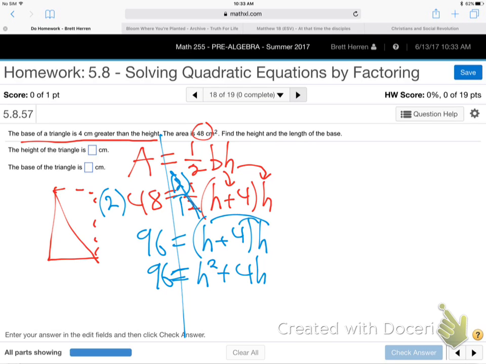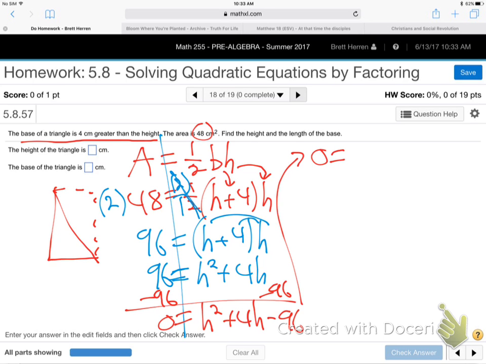Okay, so okay to there. And so there's h squared. You know, it's reared its ugly head. There's a sea monster. Get a 0, right away. Subtract 96 from both sides. h squared plus 4h minus 96. So 0 is h squared plus 4h minus 96.